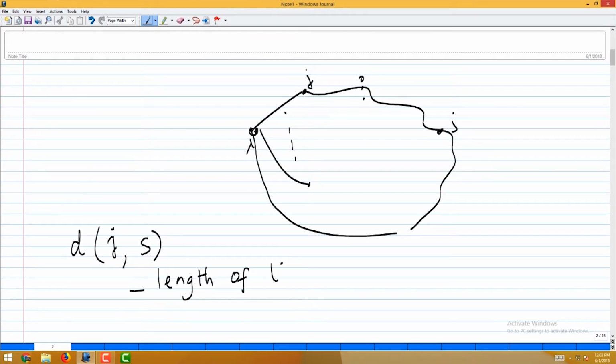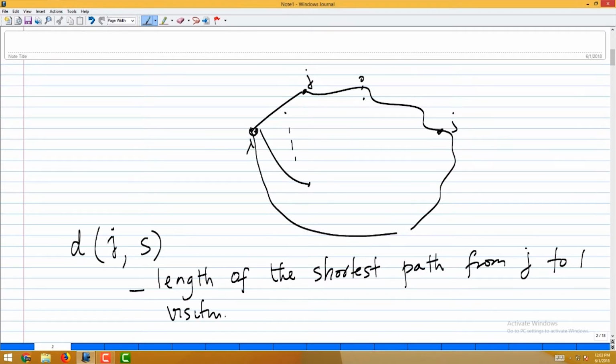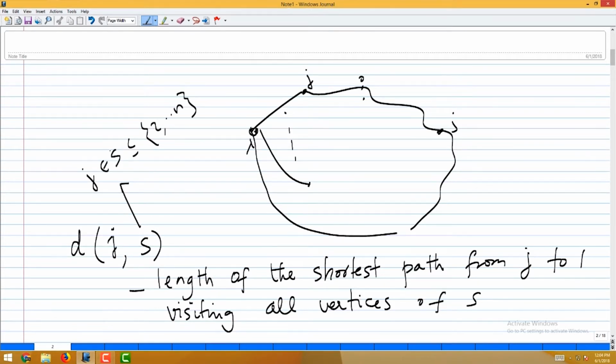I am going to be using these interchangeably: the length of the shortest path from j to 1 visiting all vertices of S. So, S would be a subset of 2 to n and it contains j. Okay. So, all I am saying is, for any optimum Hamiltonian cycle, if I break it up and start from some intermediate vertex and look at the path, then that path must be the length of the shortest path from that vertex to 1 visiting whatever vertices are left.